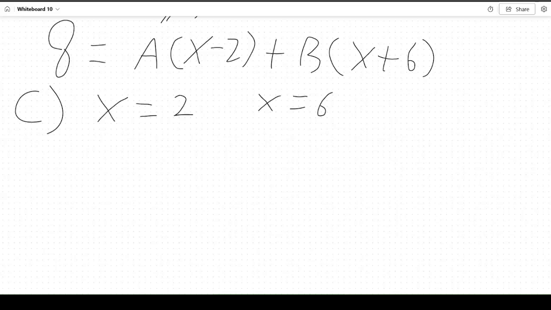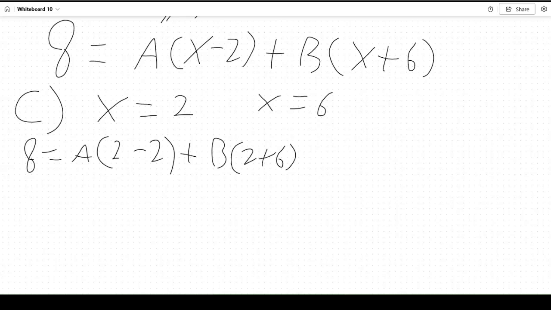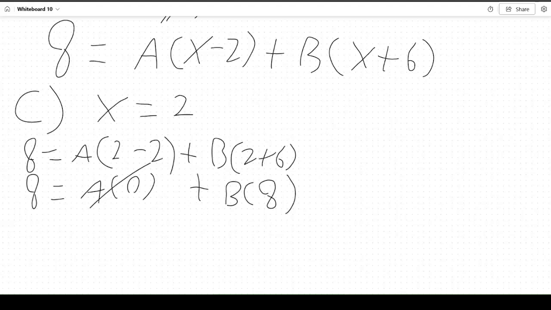So what do I mean by that? I'm going to show you. So we have 8 equals a times, now we plug in the 2 for x minus 2, and still we plug in the 2 here. We can forget about x equals negative 6 for now. So a times 0 is just 0, since 2 minus 2 is 0, so just forget about that. And 2 plus 6 is 8. So we have b times 8, so we got 8 equals 8b. We can cancel out the 8, and b will be equal to 1.